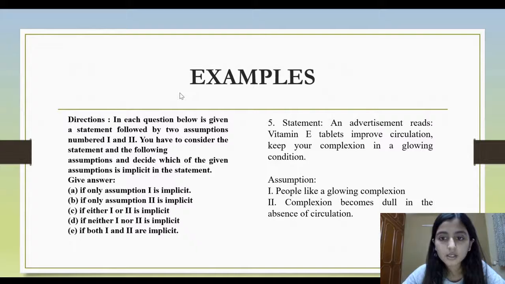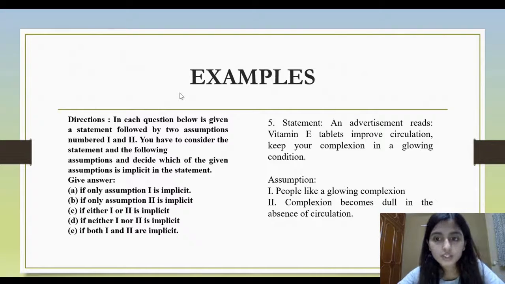Next one, complexion becomes dull in the absence of circulation. Again, read the statement. Vitamin E improves circulation and hence it keeps your complexion in a glowing condition. Assumption 2 also, in fact, flows directly from the statement, as it tells you that in case of improved circulation, you will have a glowing condition, and hence conversely, the author probably believes in the fact that if there is no circulation, then your complexion will become dull.